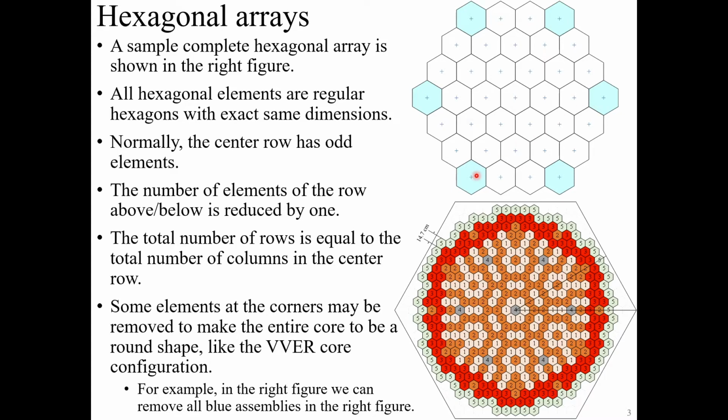Moreover, some elements at the corner may be removed to make the entire core look like a round shape. Let's take this VVER core configuration as an example. You can see that a few elements are removed at this corner, so that this entire reactor configuration will look like a round shape. It means that sometimes you will see that there are some fuel assemblies missing at the corner. Okay, this is normal.